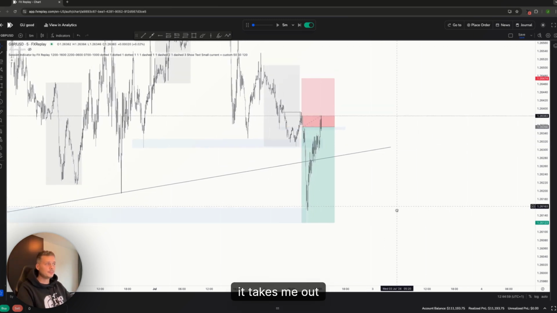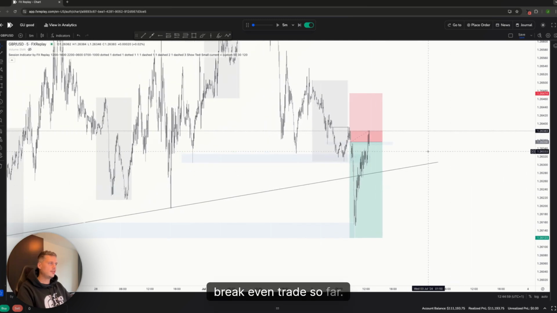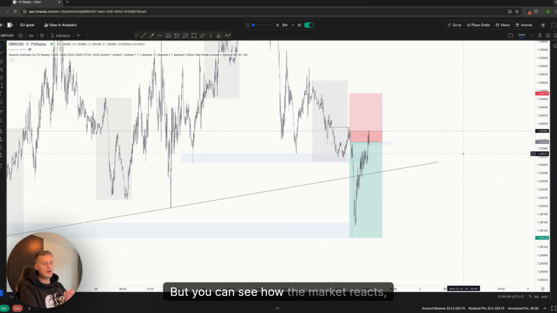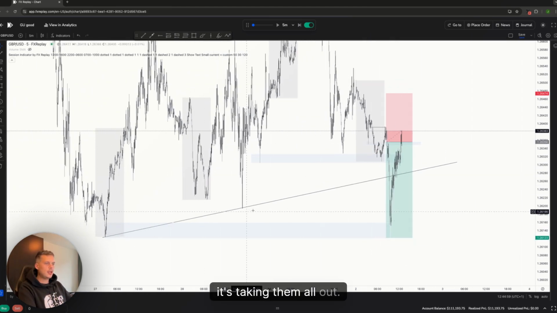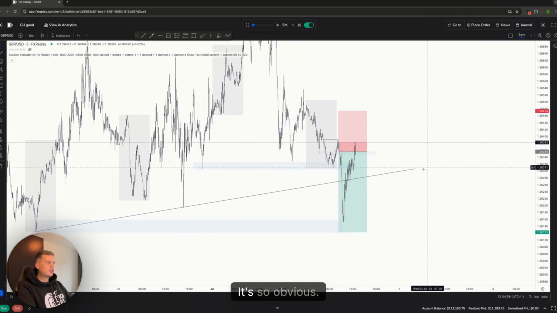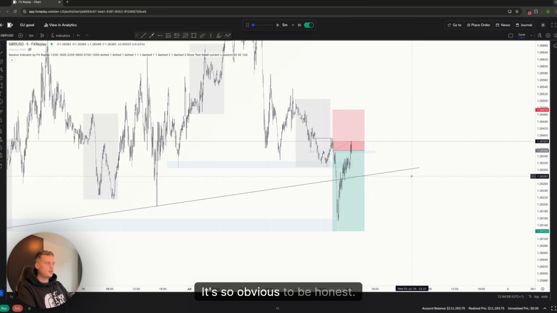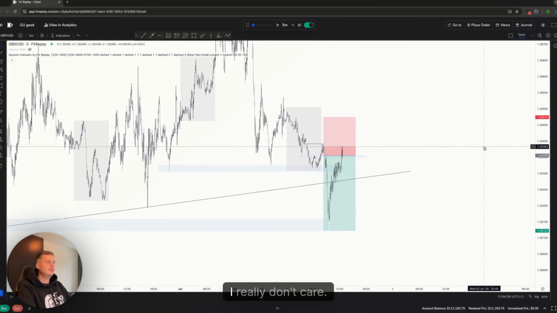All right, it takes me out, which is completely fine. Break even trade so far, but you can see how the market reacts, how it's inducing all those other traders, all those other participants in the market, and it's taking them all out. This trend line here, this sweep, it's so obvious, to be honest. And that it hit my break even, I really don't care.